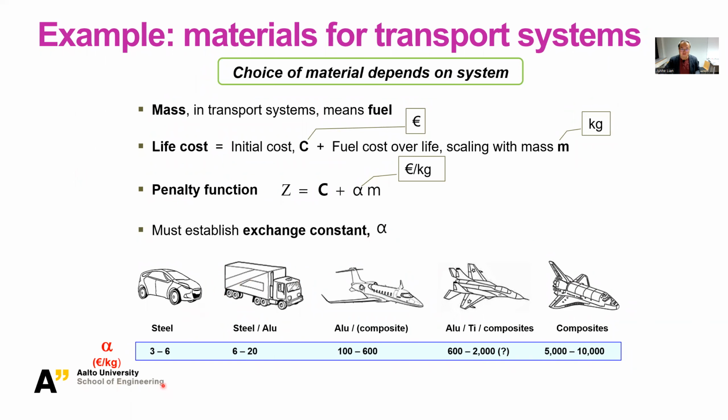You can see they make really good sense because for cars, let's say simple passenger cars, this alpha is typically ranging from 3 to 6 euros per kilo. Just to give you an idea, these are really rough numbers. We're talking about a whole car.